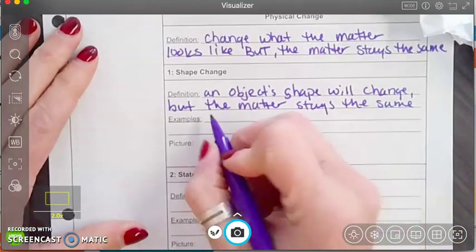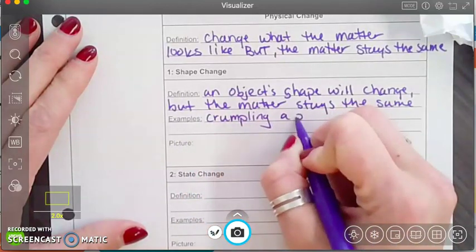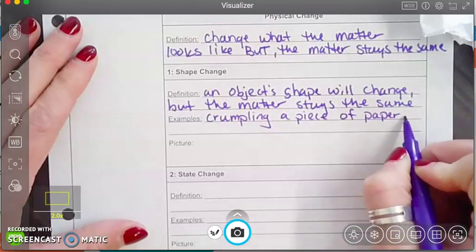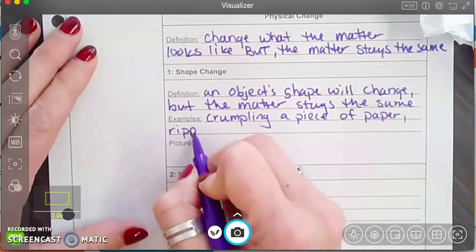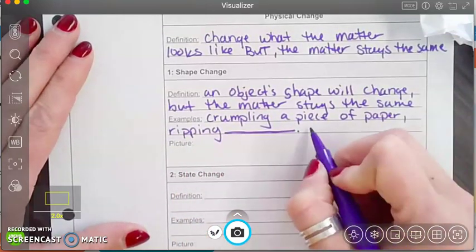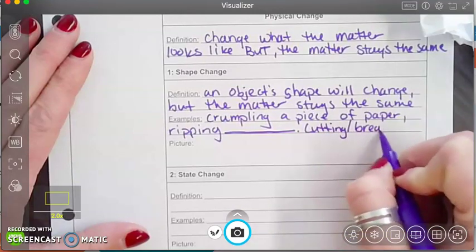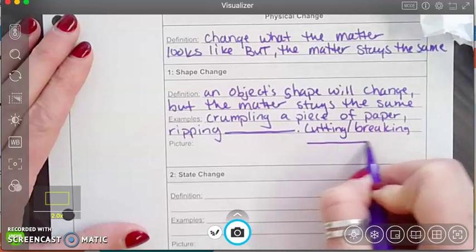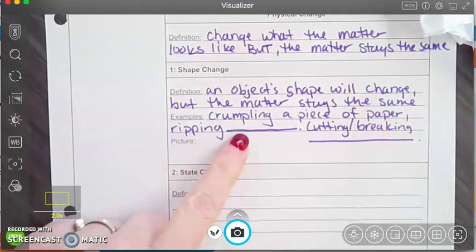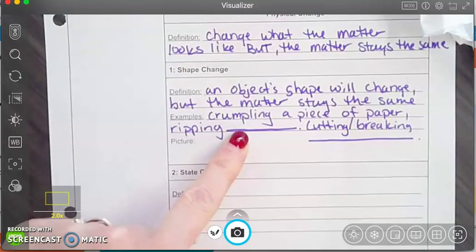So my example would be crumpling a piece of paper. It could be ripping something. It could be cutting or breaking something. I want you to pause and think about, what is something I could rip where my matter would stay the same even though my object looks different.